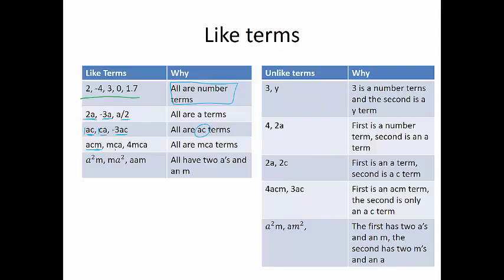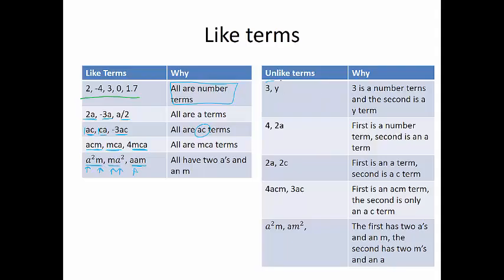These would all be considered like terms because they all have an m, a c, and an a squared m, ma squared, and aam. These are all like terms because they all have two a's and an m that you're multiplying.